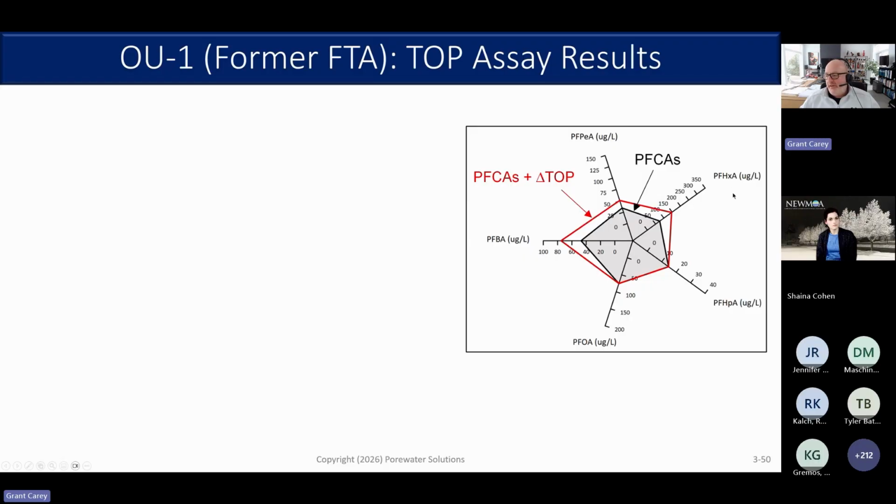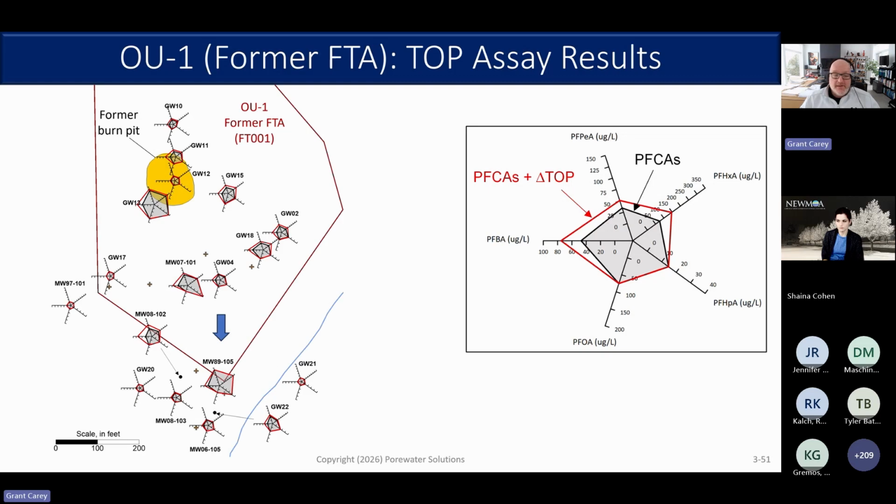And you can see for PFHxA, that's a C6 compound, short chain, that close to doubled after the TOP assay. So that tells us that clearly there were some precursors in that sample that were shorter chain that do biodegrade to a C6. And same thing with the others, PFPeA, PFBA, they all about doubled after the oxidation, but the long chain carboxylates didn't change. So that tells us in this sample there really weren't longer chain precursors that would degrade to a C7 or C8 compound, but there certainly were that degrade to the short chains. And then you put them on a map.